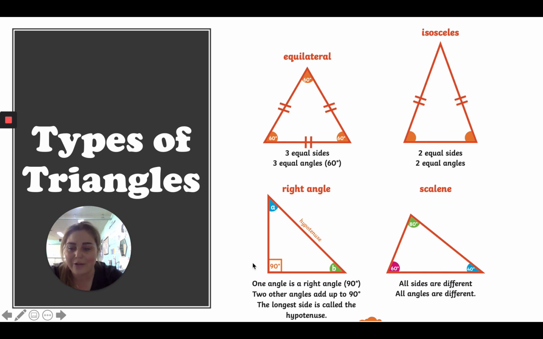Then we have a right angle triangle, which we normally see with walls and desks and things like that. So one angle is 90 degrees, and the other 2 angles add up to 90 degrees. So if we have a look here, angle A and angle B add up to 90 degrees, and the longest side is always across from the 90 degree angle. And then we have the scalene triangle, where all the sides are different and all the angles are different. And those are the 4 triangles that we're looking at.